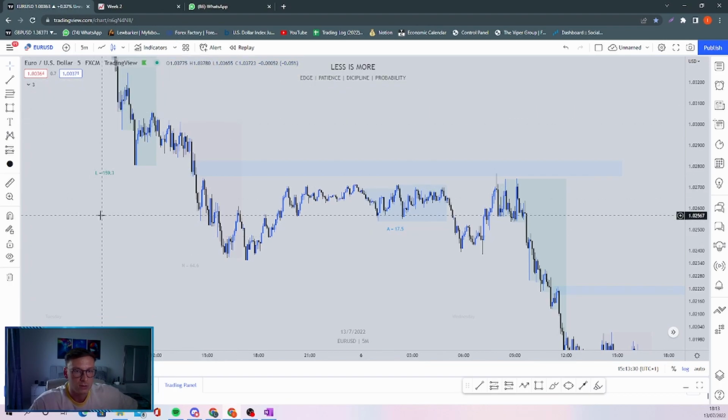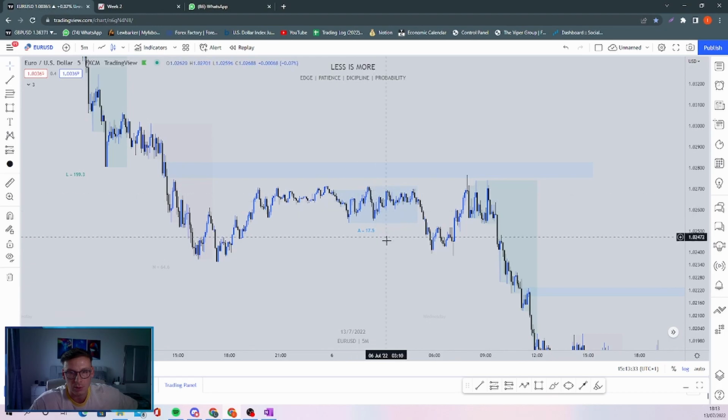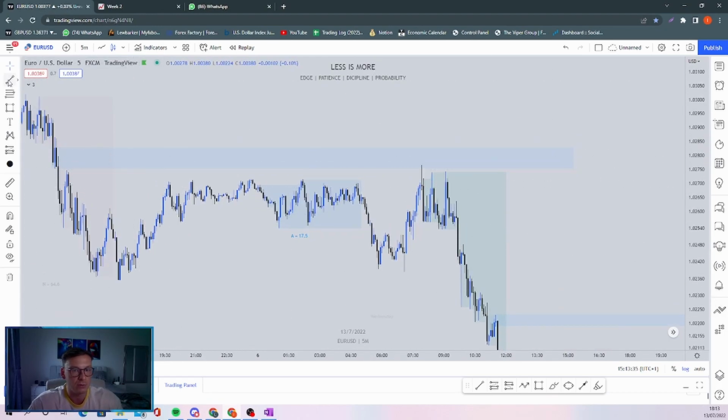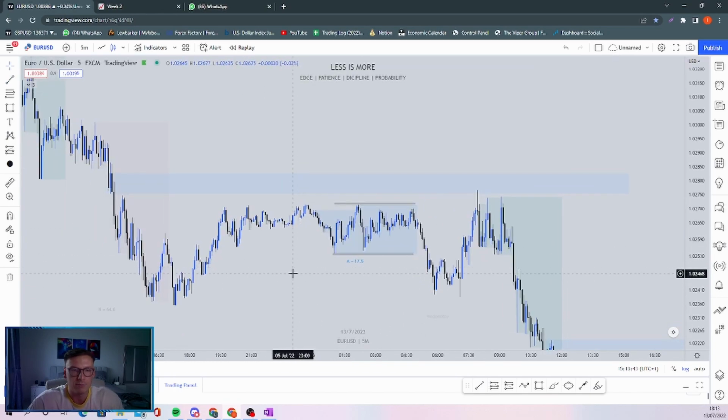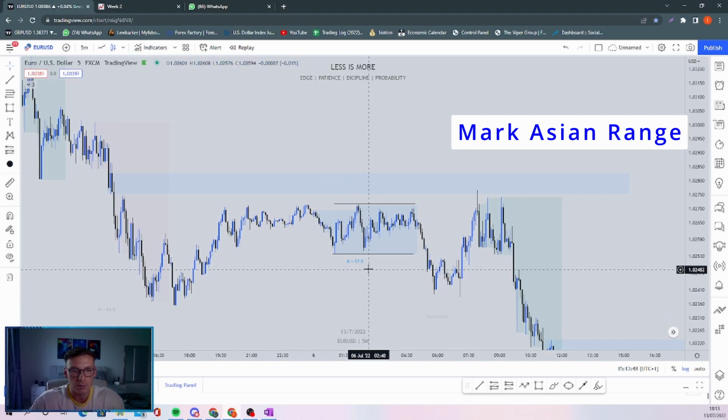All right, so our Asia range here is in blue. We can see we've created the high of the range here, and we have our low of the range here. So the first thing I do when I come into the chart is mark out my Asia range and see where we are.